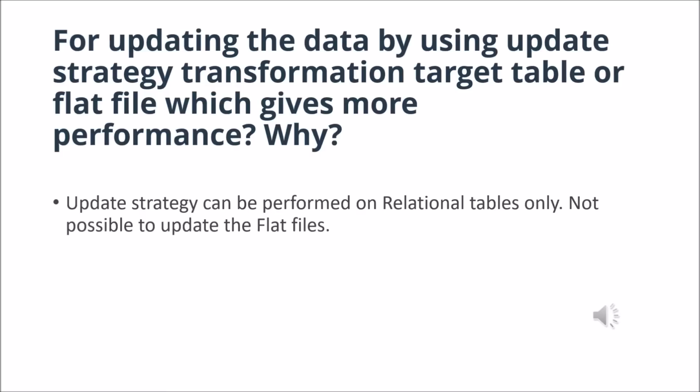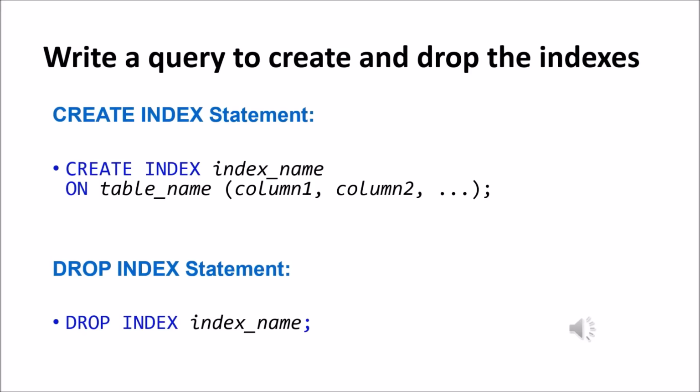The next question is, write a query to create and drop indexes. Here is the syntax for creating and dropping indexes, as shown on the screen. For creating the index, you have to mention the column names also: create index, index name, on table name, and in brackets you mention the columns on which you are going to create the index. You can create it on one column, or on multiple columns. So this is the syntax for creating the index.